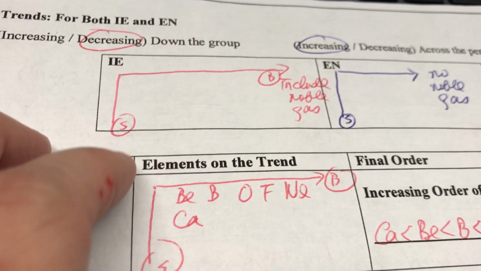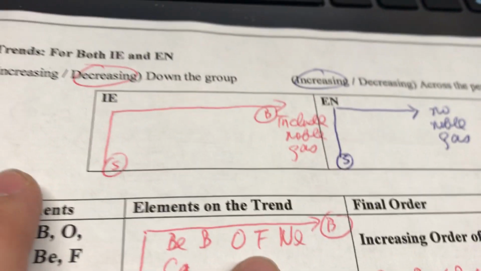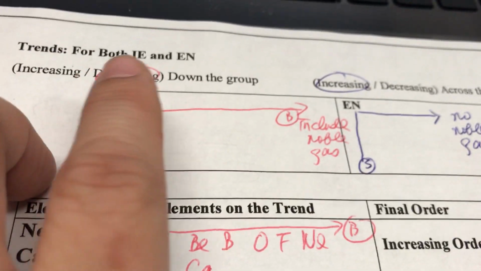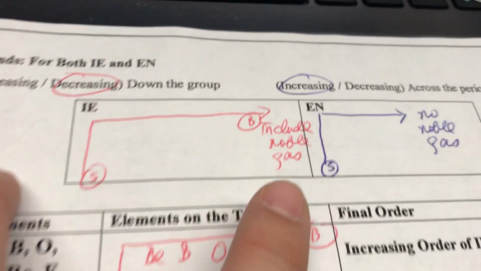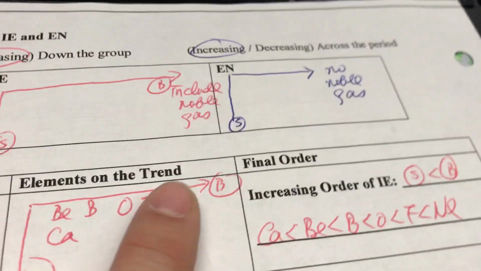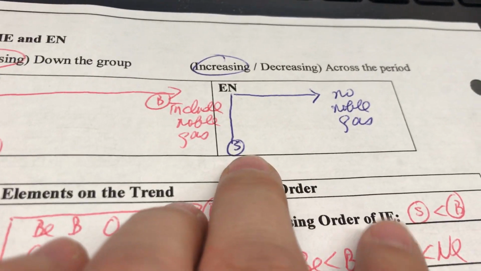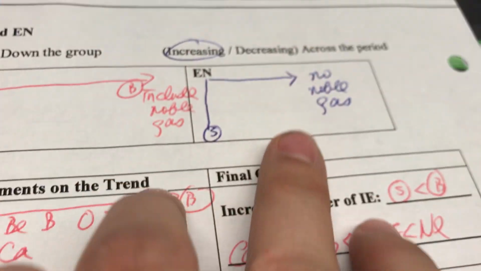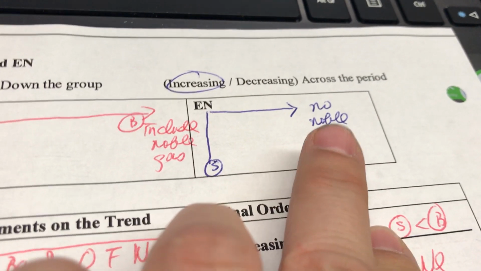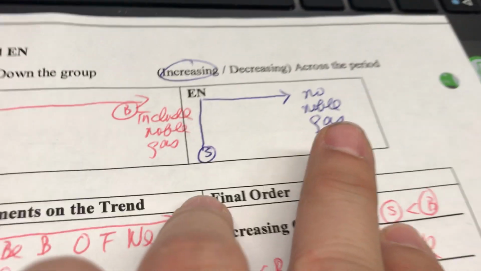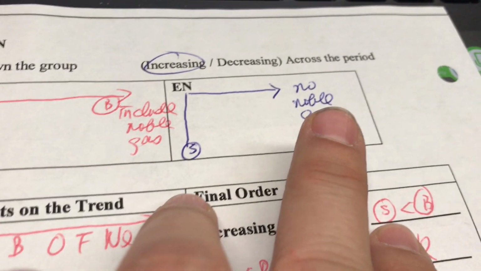So when we draw the IE, it's going to go like this trend, okay? Small to big. And IE will need to include noble gas. We need to include the whole thing. Now EN has the same trend, small to big, but EN does not include noble gas. We just say that noble gas does not have the ability, never has the ability.